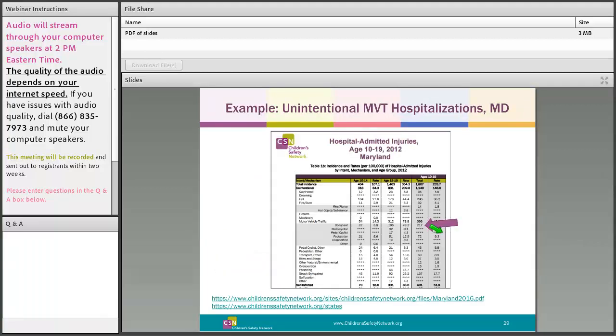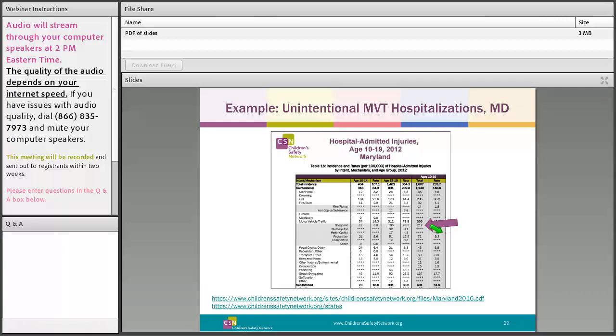And there are various sources of data. In our example, we're using the Children's Safety Network's state fact sheets, which will provide the sort of information that we need for our cost of motor vehicle crashes, unintentional motor vehicle crashes.